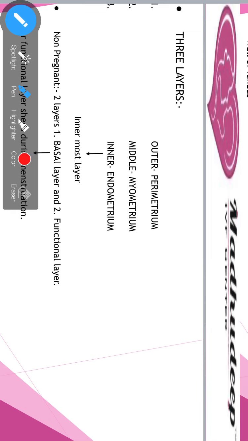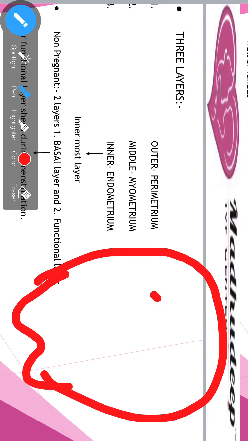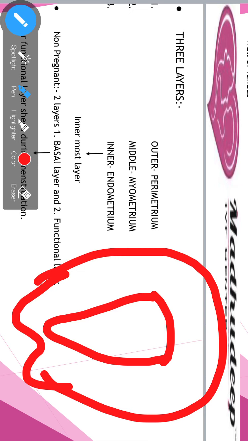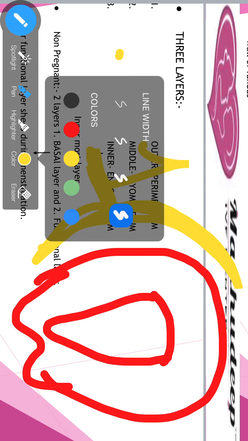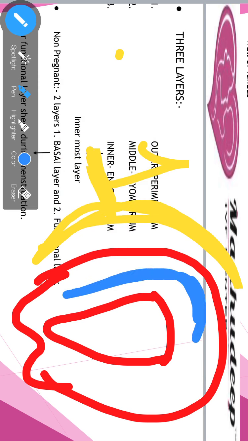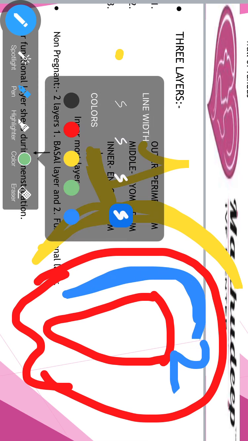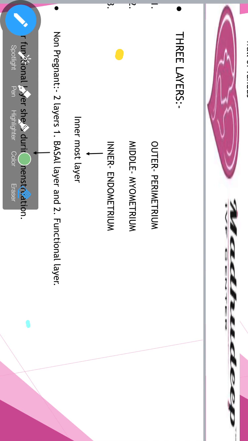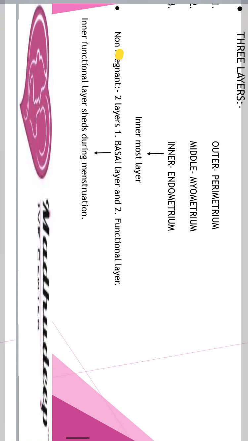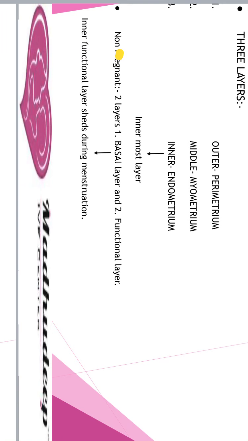Then the uterus has three main layers. This is the uterus, this is the cavity as we discussed. You should know this: the outer layer is called perimetrium. The middle layer is called myometrium and the inner layer is called endometrium. And this endometrium also has two layers, basal layer and functional layer.